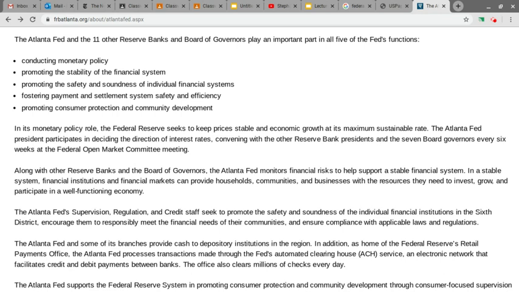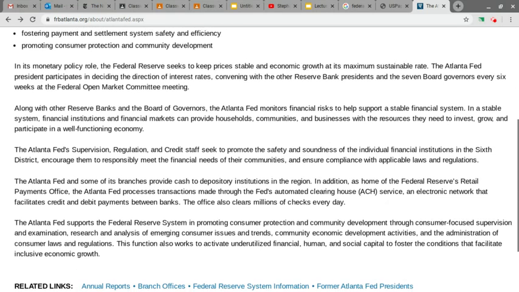The Atlanta Fed and the 11 other reserve banks and Board of Governors play an important role in all 5 of the Fed's functions: conducting monetary policy, promoting the stability of the financial system, promoting the safety and soundness of individual financial institutions, fostering payment and settlement system safety and efficiency, promoting consumer protection and community development.